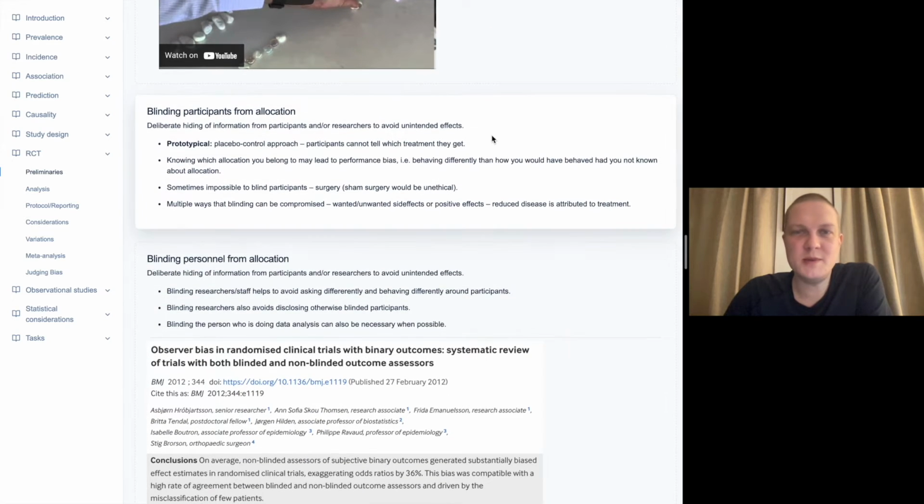We want to blind participants when possible from allocation. It's useful if participants don't know whether or not they're in the treatment arm or the comparator arm. Prototypically, this has been done with a placebo control approach. So patients can't tell if they're getting an active pill or a sugar pill. Why is that an issue? Well, if you know which allocation you belong to, it might lead to something known as performance bias. That is, you behave differently because you know that you're in the treatment arm, for instance.